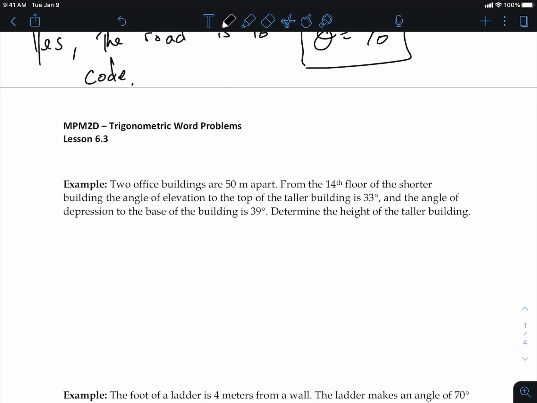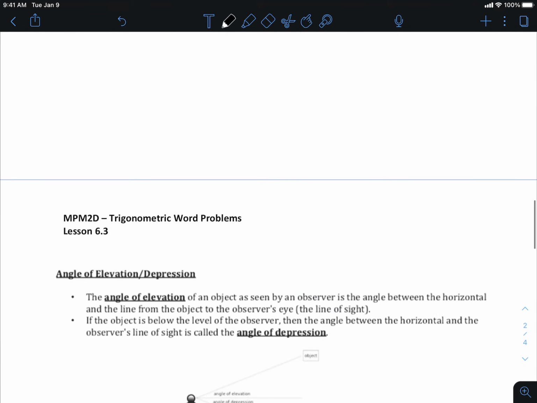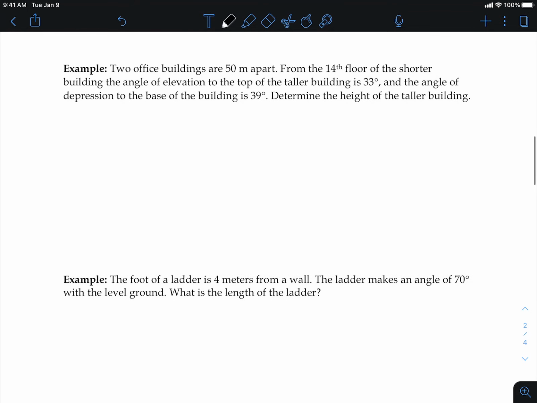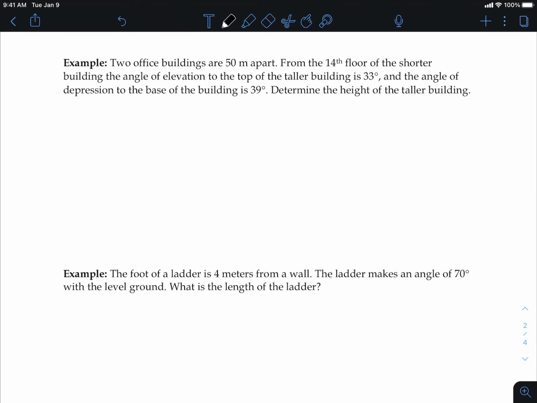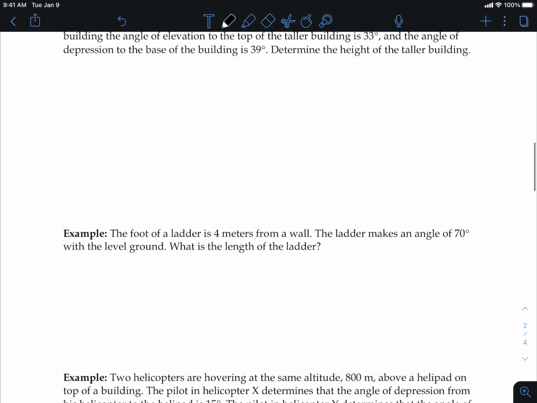I don't know whether I have enough time to do this question. Let's leave this one till after. We'll do this one later. Okay, let's do this question though. This one's an easy one.